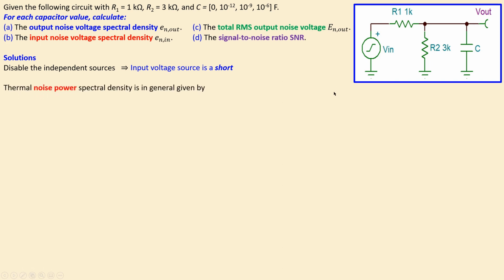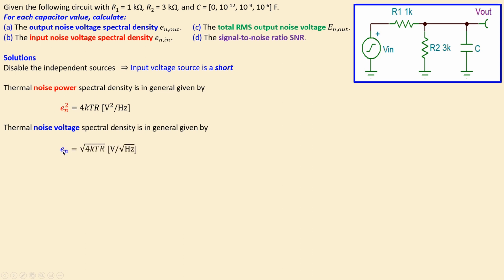Now again, a very short summary: the thermal noise power spectral density is given in general form by this expression. You can see the square here that emphasizes the noise power. And if you go from there to the noise voltage spectral density, you will take the square root of this expression. Then you will have the small letter e sub n, and that will be the square root of 4kTR. And that will be the units for the noise voltage spectral density.